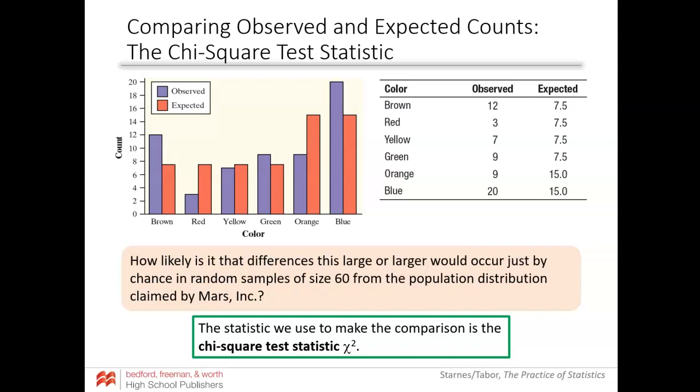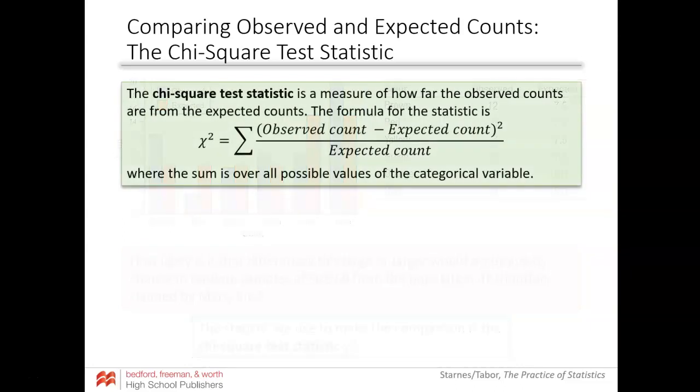So the statistic that we're going to use to compare is called a chi-square test statistic. Chi looks like a weird squiggly X, by the way. It's a Greek letter, so you'll see it as chi-square. That's the symbol they're going to use. And this statistic is measuring what they consider a goodness of fit test.